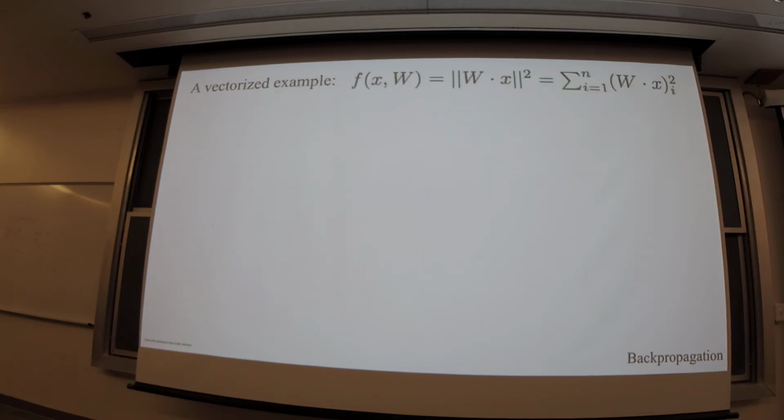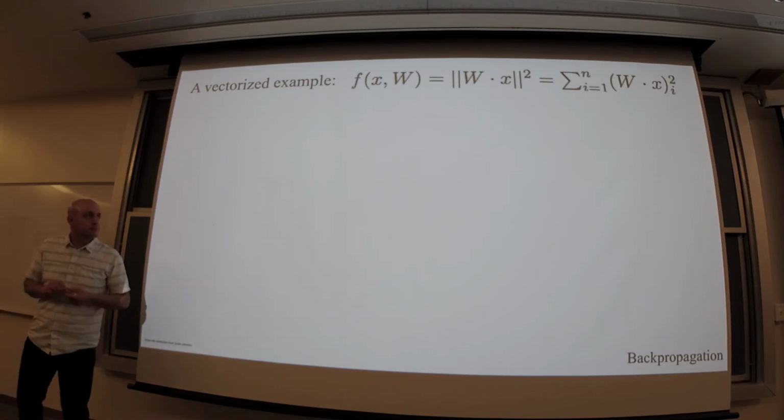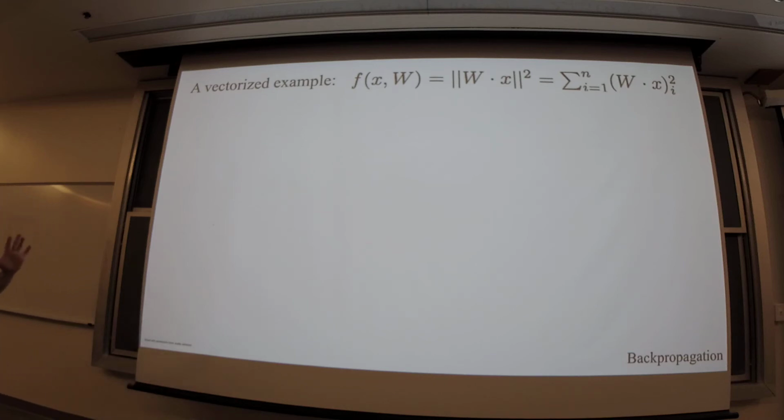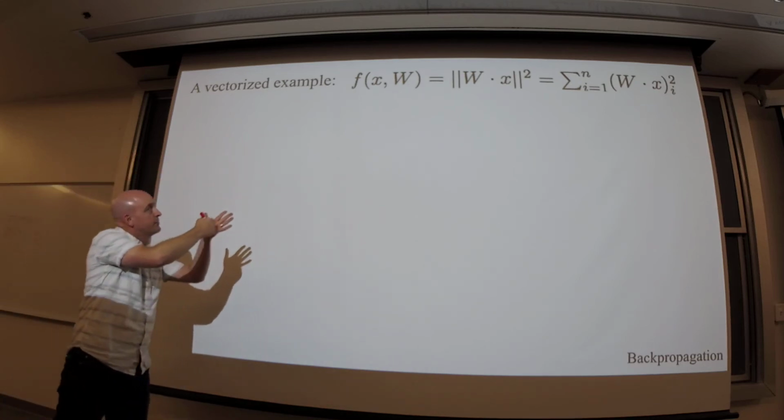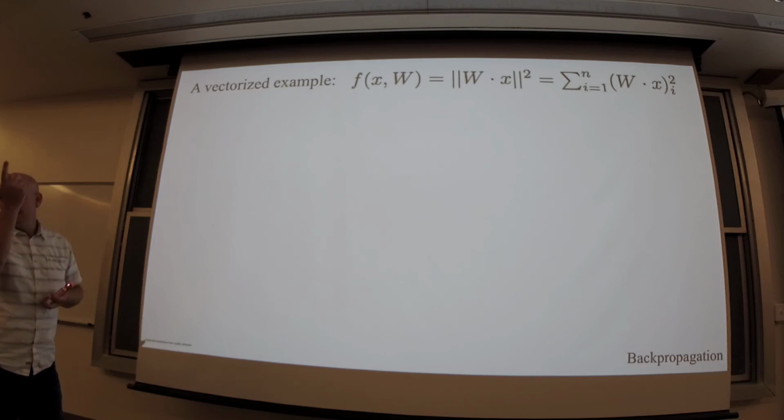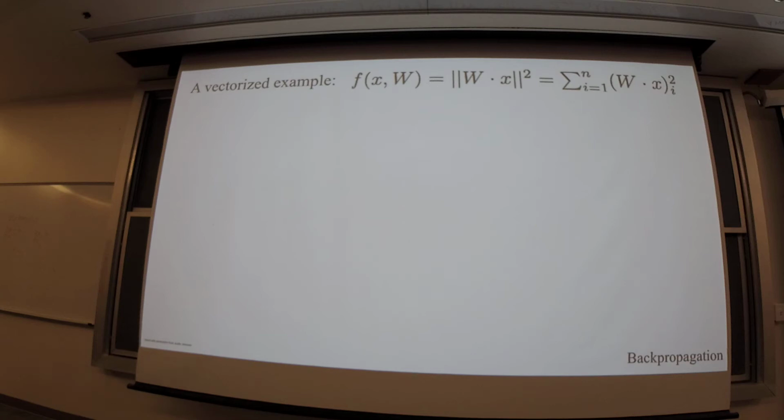Okay, so let's do a simple example of backpropagation in this multidimensional situation. We're going to do something super simple here. Our function f has two inputs, a vector x and the matrix of parameters W. What we're going to do is multiply W times x. That's going to give us another vector. And then we're going to compute the Euclidean norm of that, the L2 norm of that.